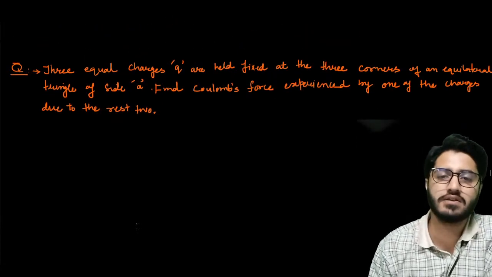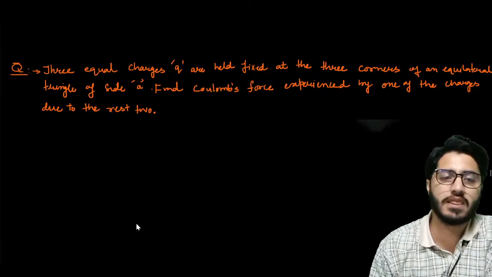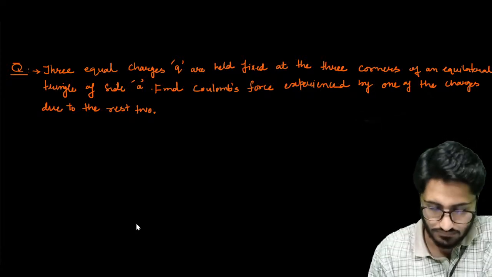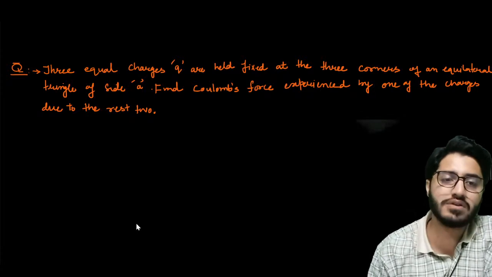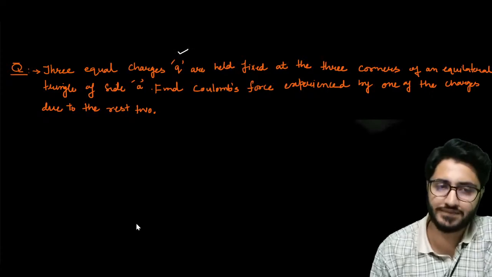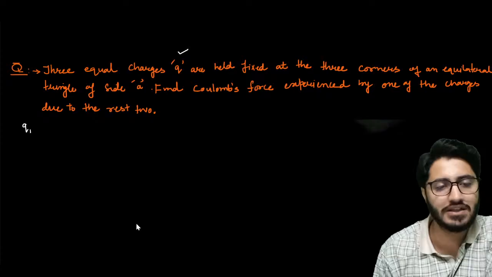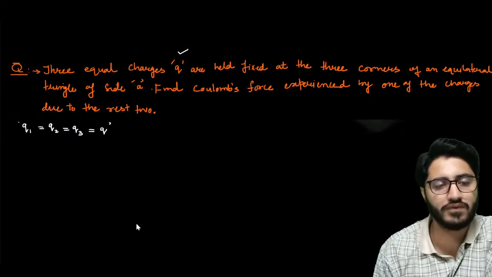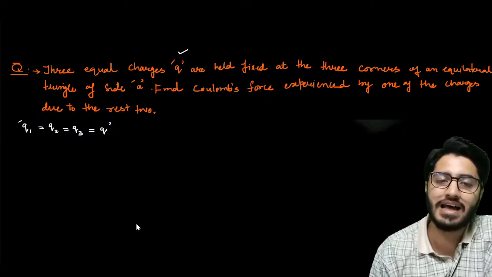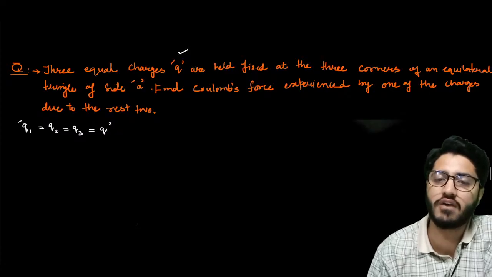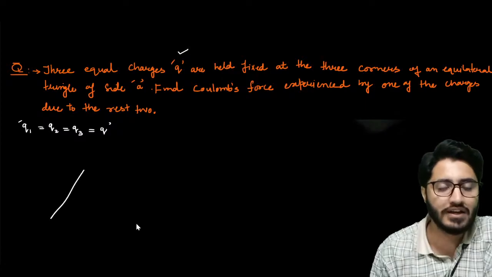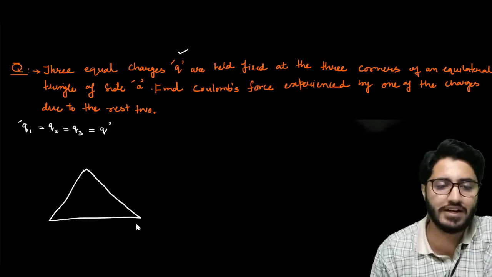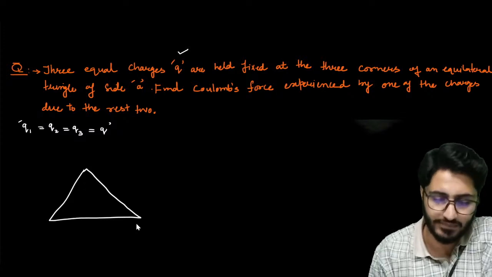This numerical has three equal charges. That means Q1 charge equals Q2 charge equals Q3 charge, and the value of all three is Q, held fixed at the three corners of an equilateral triangle. So this is my equilateral triangle.